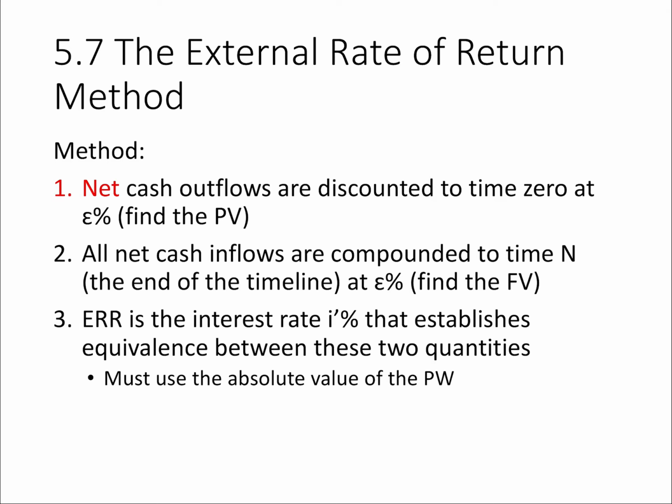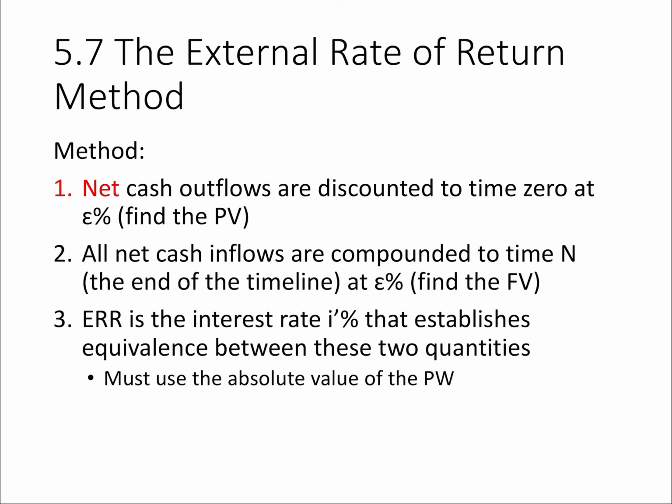And the second step is you want to convert all the net cash inflows to a future time with the epsilon percent, which means all the receivings you get from the project, you're going to reinvest to a future time, to this external project. And the ERR is the interest rate I prime that establishes equivalence between these two quantities.